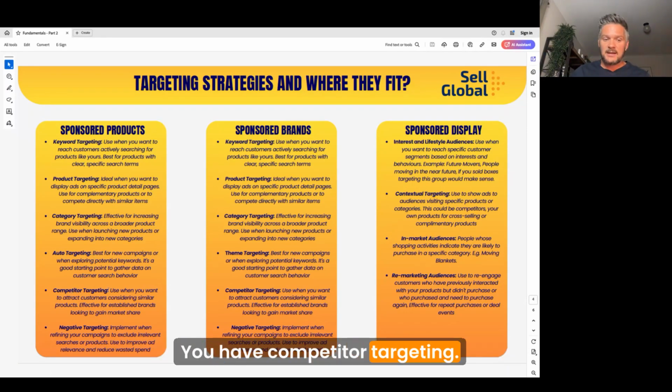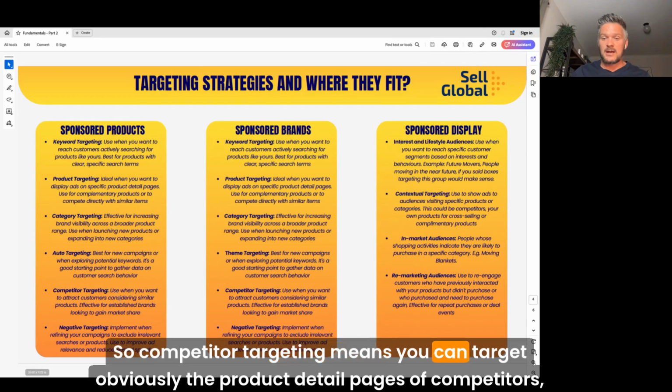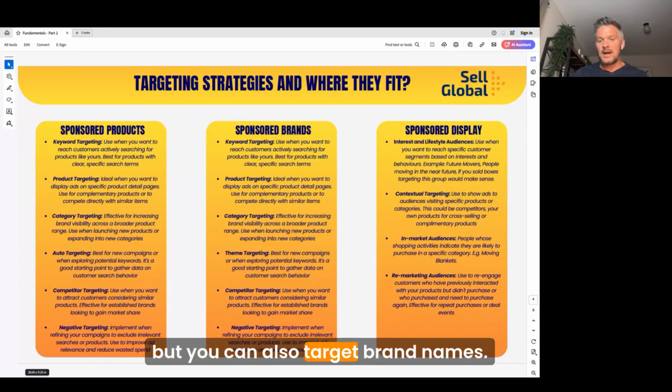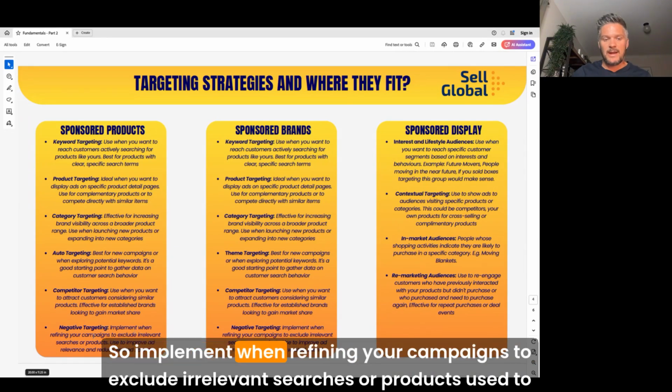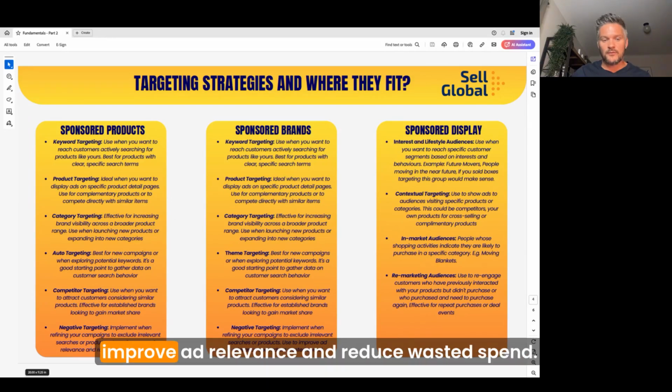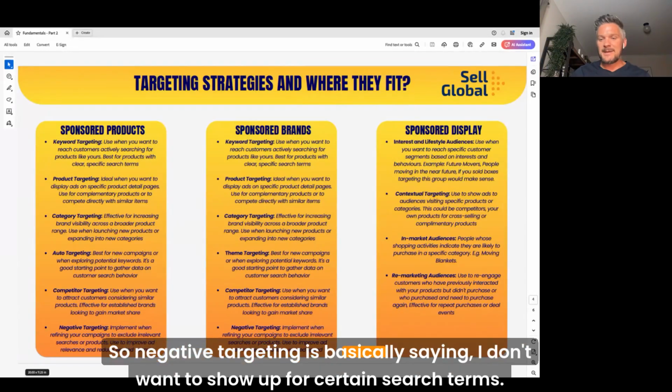You have competitor targeting. So competitor targeting means you can target, obviously, the product detail pages of competitors, but you can also target brand names. So you can target your competitors' brands. And finally, you have negative targeting. So implement when refining your campaigns to exclude irrelevant searches or products, used to improve ad relevance and reduce wasted spend. So negative targeting is basically saying, I don't want to show up for certain search terms.